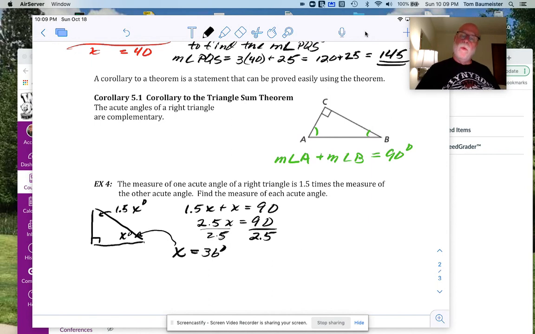Now that's only this one here. So again, don't lose a point, ladies and gentlemen, for not following the directions. It said find the measure of each acute angle. So the other one is 1.5x. Well, we just said x was 36 degrees, and if we do that, we find out that it's 54 degrees. And as a quick check, ladies and gentlemen, does 36 plus 54 equal 90? Of course it does. So that's it. We're done.